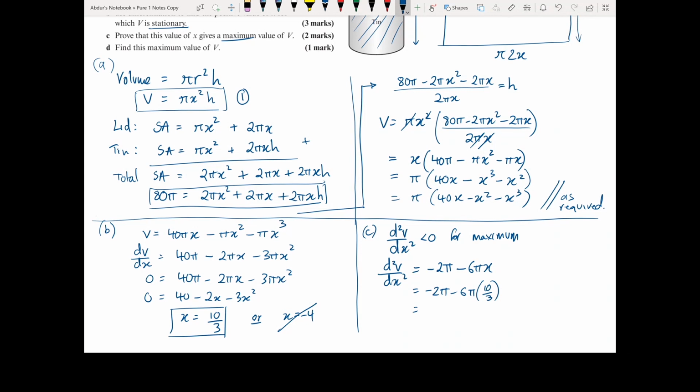Let's write down what it's going to be anyway: minus 2 pi, and we have 6 over 3, which is minus 20 pi, which is equal to minus 22 pi, which is less than 0. Therefore, maximum.